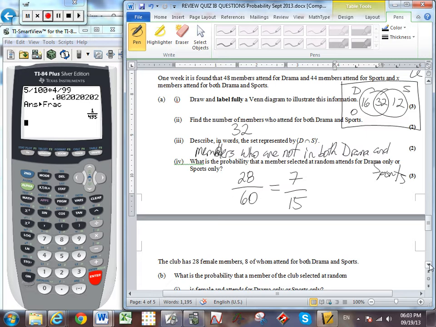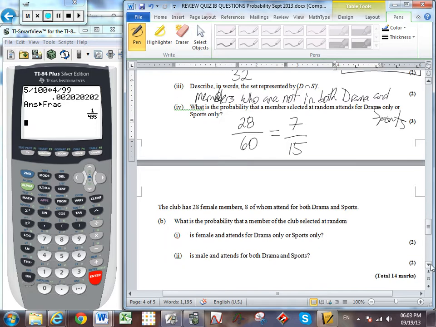Now the problem continues and says, the club has 28 female members, 8 of whom attend for both drama and sports. Okay, so let me just think about this. So of our 60 members, 28 of them are female, and 8 of them attend both drama and sports. Wow, this is going to get complicated maybe. Let's see how we go.